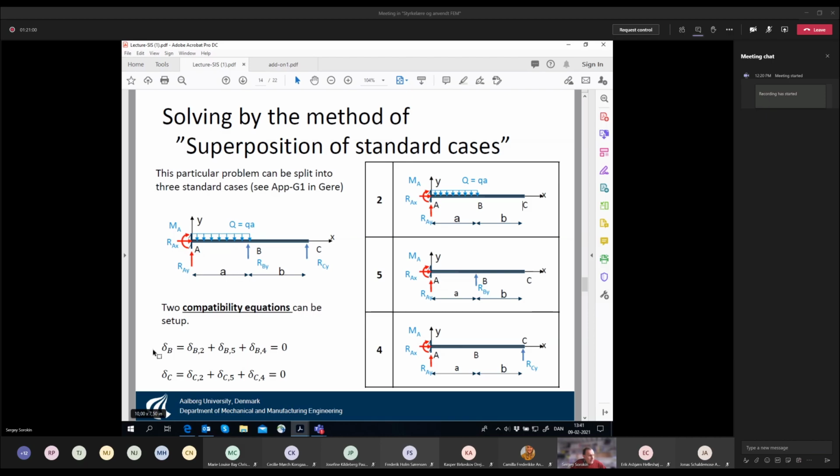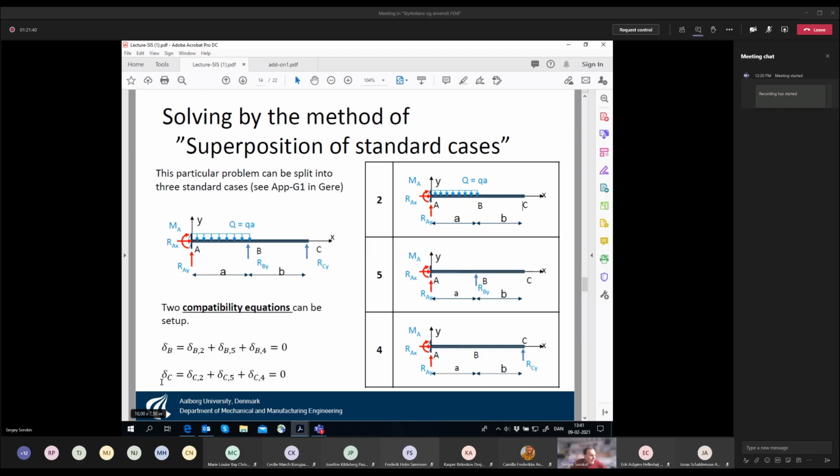And now we say that the displacement of point B, which is the superposition of displacements due to case 2, case 5, and case 4, must be 0. I already put pluses here because these deltas will be negative. Sorry, this will be negative, and this will be positive because I have this direction of y, but this is what we have in the tables. So the displacements go with their signs.